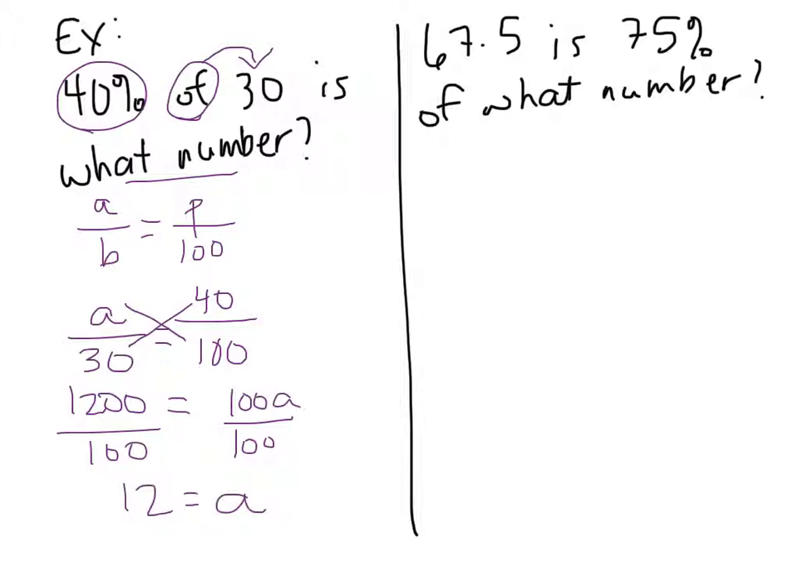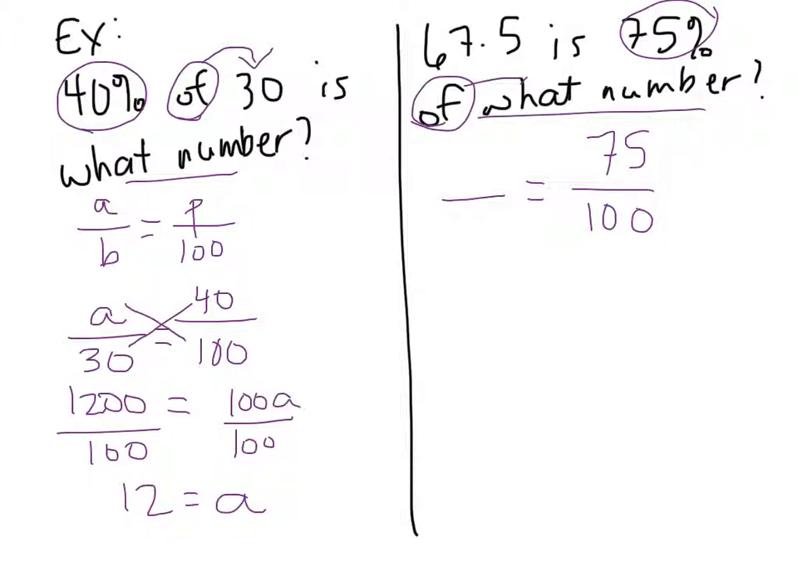All right, let's do the same thing over here. 67.5 is 75% of what number? So I have A over B equals P over 100. This is always going to be a 100 right here. So I always like to look for the percent first because that's easiest. So 75, that's the percent, goes over 100. And then I look for that word of. And what comes next? What number? Well, that means that that's the part that's missing. So the whole is the part that's missing, the B.